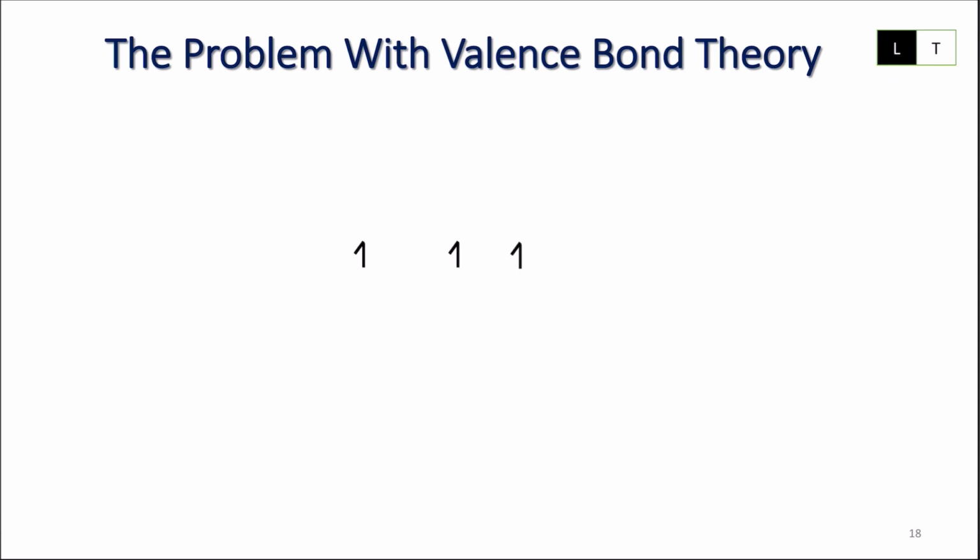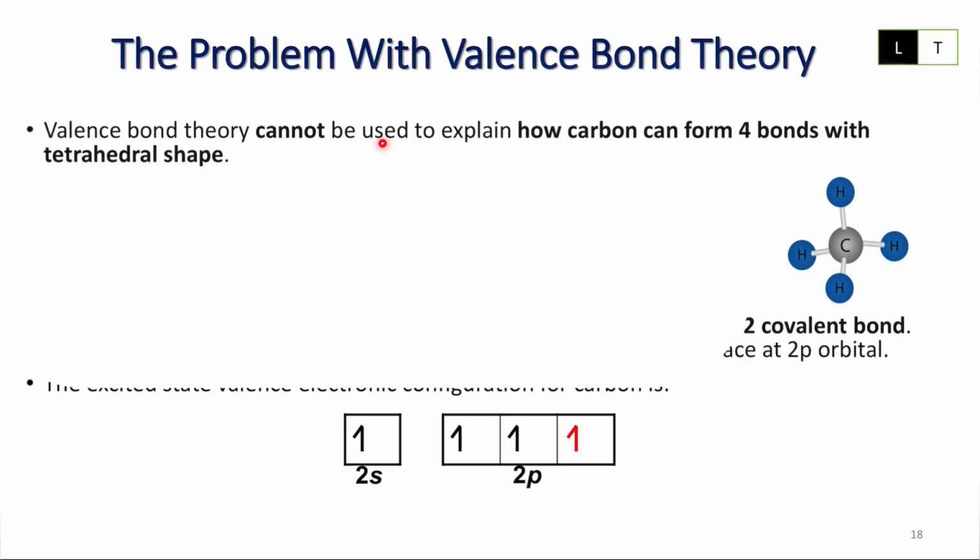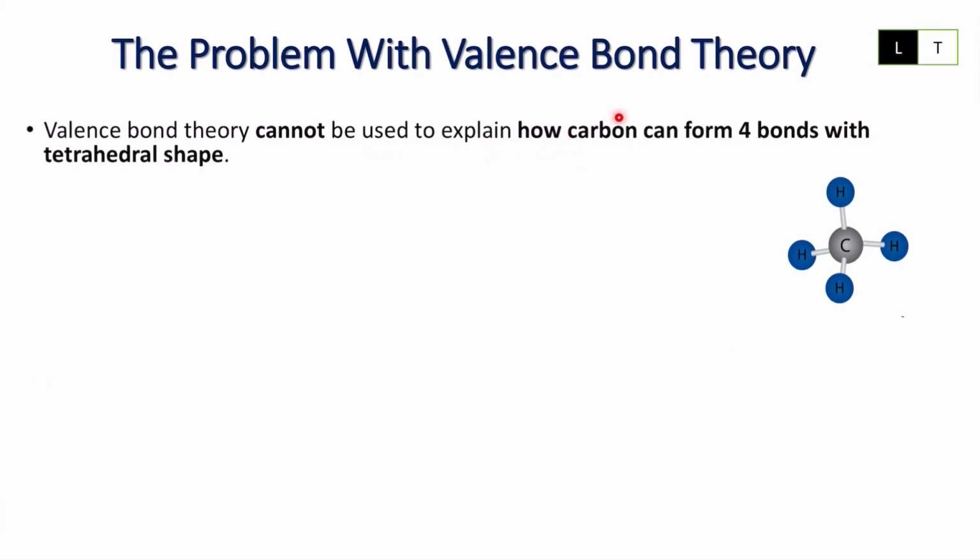In this video, we are going to continue with the introduction to hybridization theory. In the previous video, kita sudah belajar tentang valence bond theory. However, there is a slight problem about this theory because it cannot be used to explain how carbon atom can form 4 covalent bonds in tetrahedral shape.